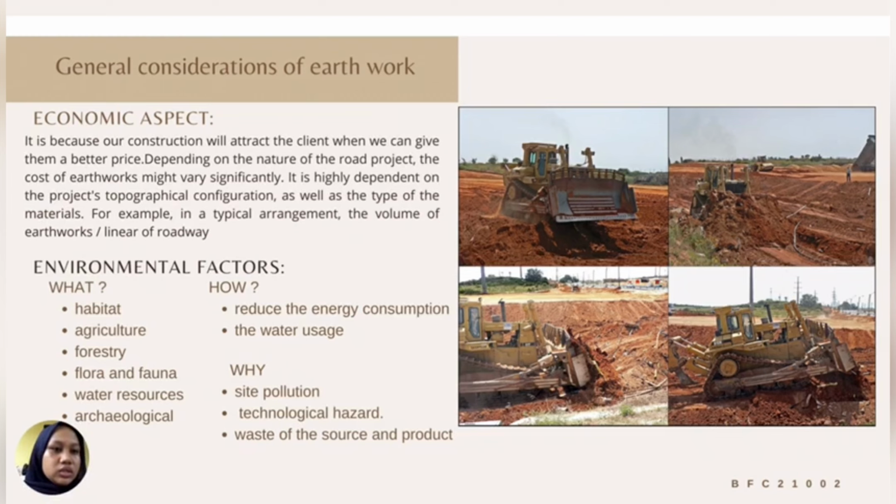The next one is environmental factors. Firstly, what are environmental factors? They include habitat, agriculture, forestry, flora and fauna, and water resources. How are we going to consider the environmental aspect? By reducing energy consumption and water usage. Why do we need to consider environmental factors? It is because we can prevent site pollution, technological hazards, and lastly, waste of resources and products.